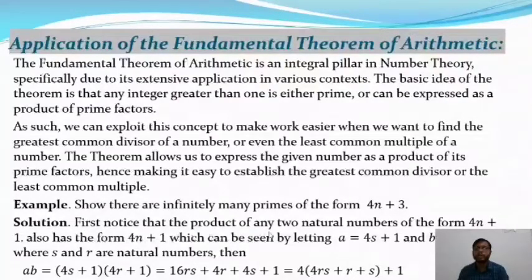First, notice that the product of any two natural numbers of the form 4n plus 1 also has the form 4n plus 1, which can be seen by letting a equal 4s plus 1 and b equal 4r plus 1. Then ab can be written as (4s plus 1) into (4r plus 1). After simplifying, we get 16rs plus 4r plus 4s plus 1. Taking 4 as common from the first three terms, we get 4 into (4rs plus r plus s) plus 1, which is 4k plus 1, where k equals 4rs plus r plus s, an integer.